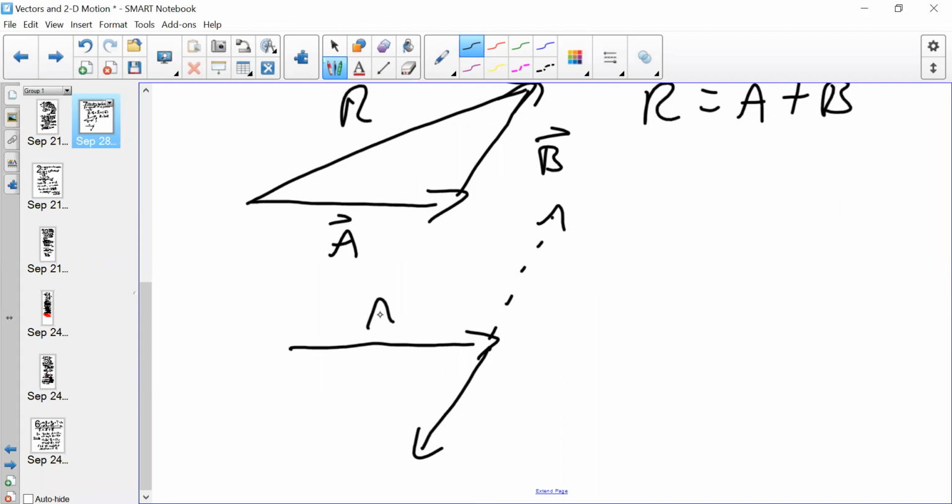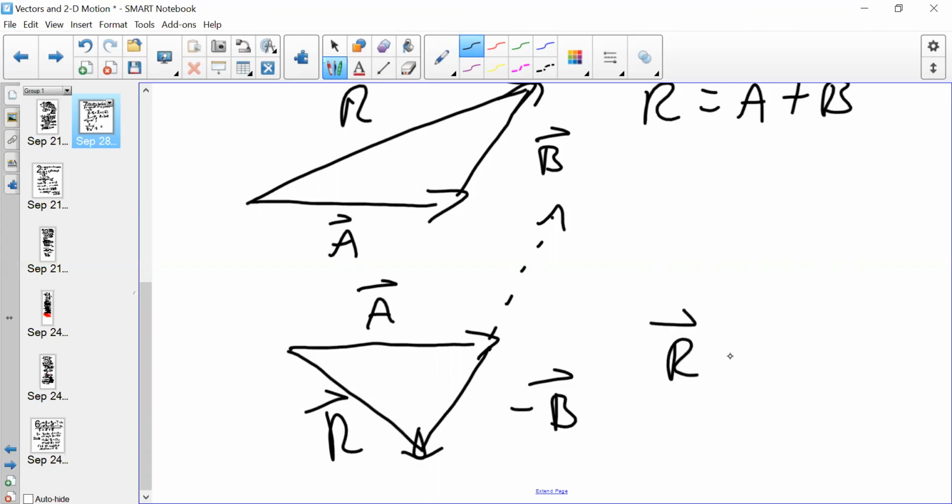So here is vector A pointing in this direction, and then the opposite of vector B, which is negative B, so positive, negative, and then we just do the same thing. R goes from the end of A to the beginning of B, and so that's the geometry for R is equal to A minus B. Any questions on that?